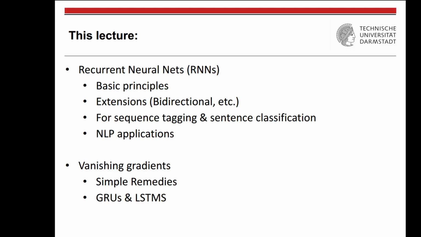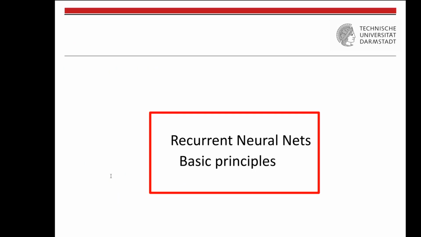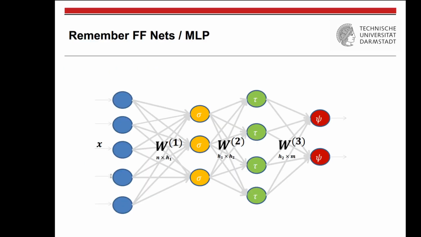And then finally, in the second part of today's lecture, we will talk about one of the big problems of basic recurrent neural networks, and these are so-called vanishing gradients and also exploding gradients, and we will see simple remedies. And then finally we will talk about gated recurrent units and long short-term memory networks that are special cases of RNNs that can address vanishing gradients. Good, let's go into the basic principles.